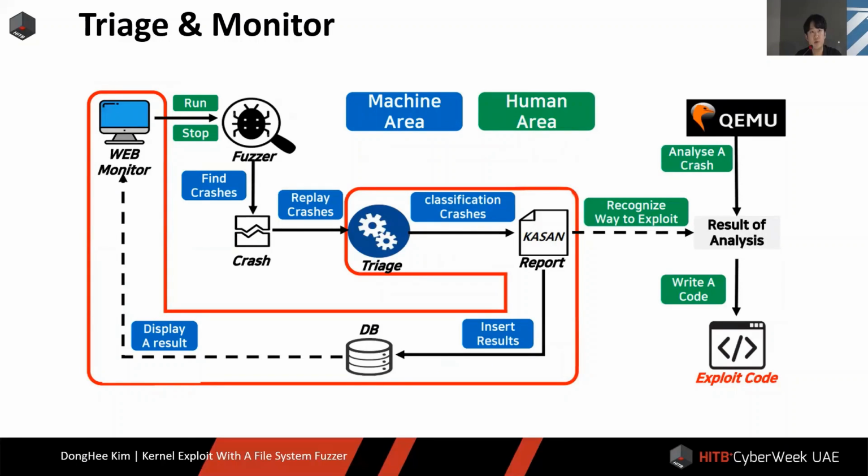This is the overall structure of the trace and monitor. The blue part is the automated part, and the green part is the part where we analyze or load code. The process is as follows.